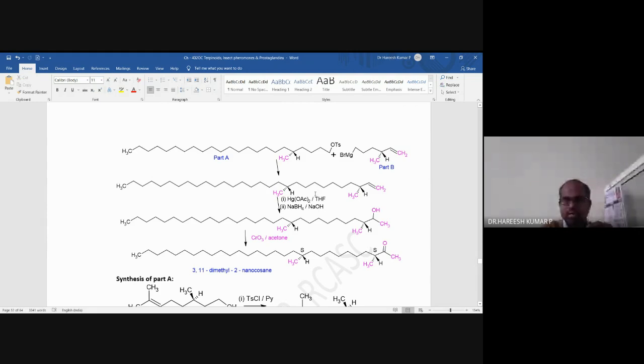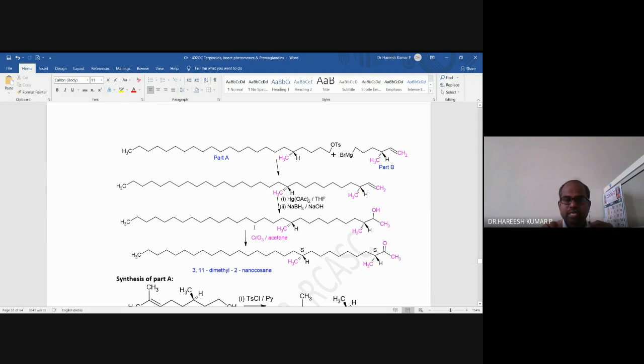This treatment with mercuric acetate is called mercuration. Treatment with sodium borohydride is called demercuration. So this step is an example of mercuration and demercuration of organomercuric compounds. And then this obtained compound is treated with chromium trioxide.